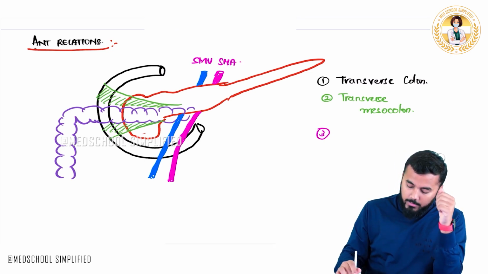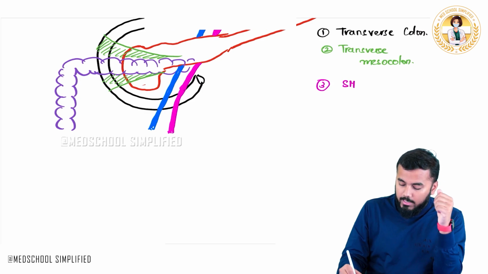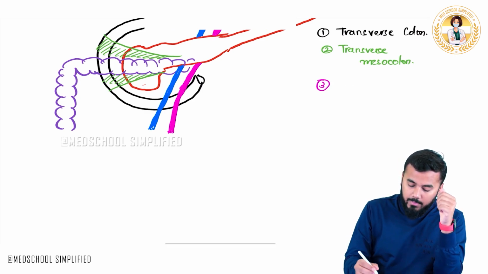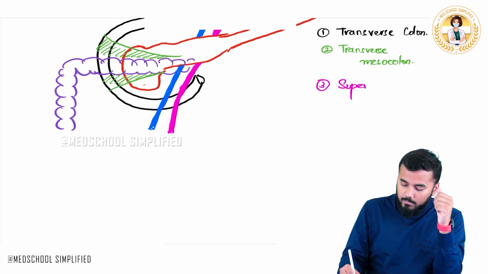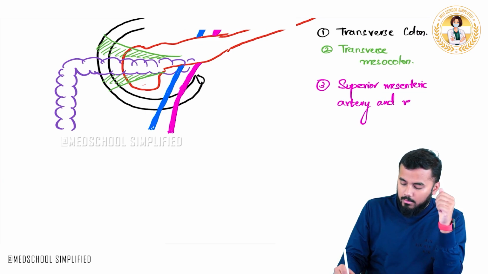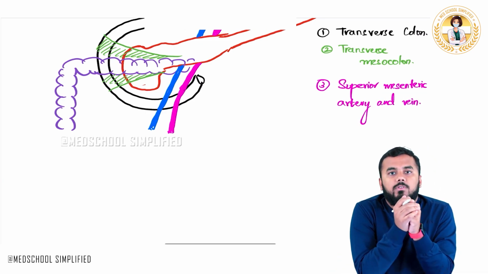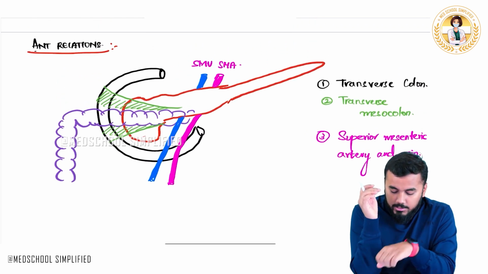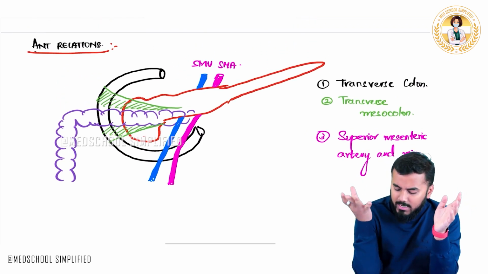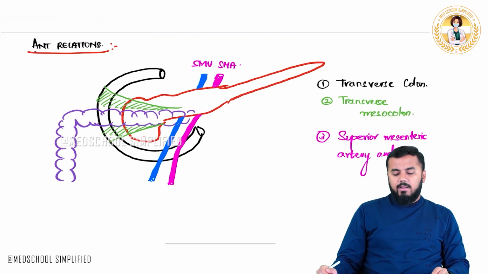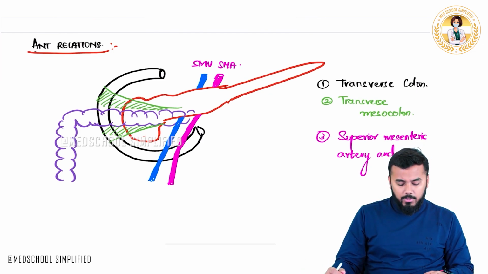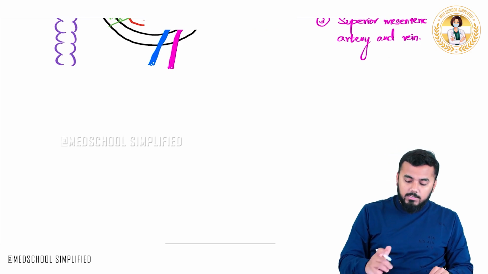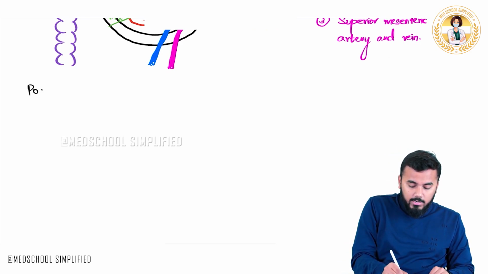So the third important thing will be the superior mesenteric artery and vein. Let me write it completely. So what have we discussed here? The anterior relations: the transverse colon, the transverse mesocolon, and the superior mesenteric artery and vein. It is very simple to remember, right? So let's not waste time, guys. Let us discuss another important thing, that is the posterior relations.